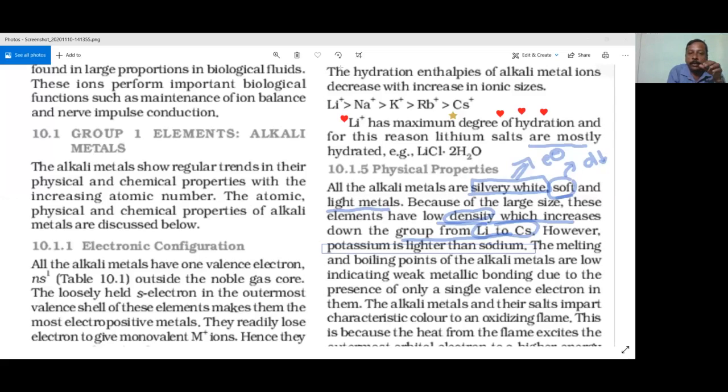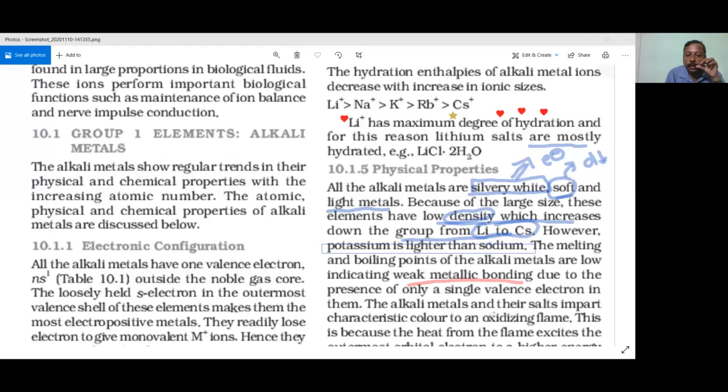But otherwise, what should it do? It should increase down the group, whereas potassium should be heavier. And the melting and boiling points of alkali metals are low, showing that they have weak metallic bonding and the presence of only one valence electron. Only a single valence electron.